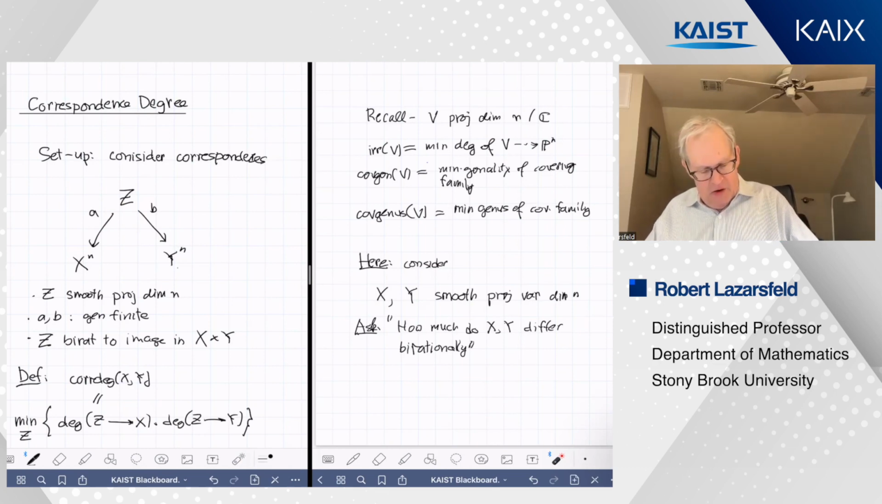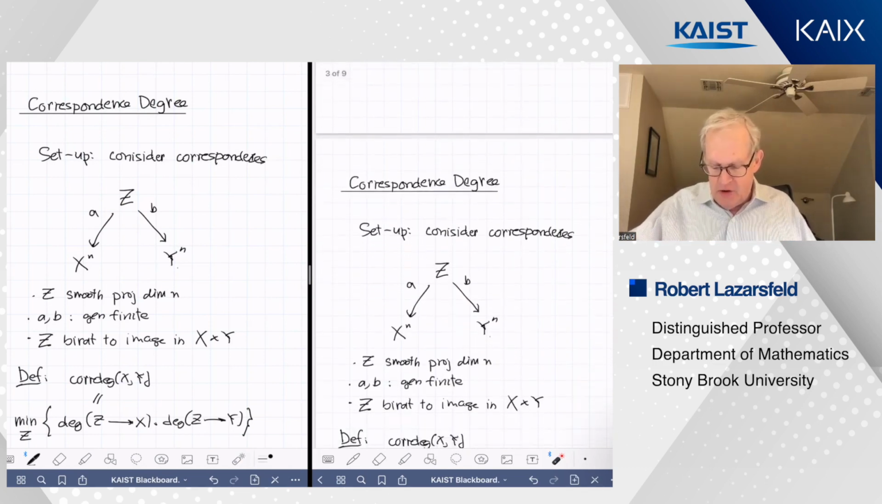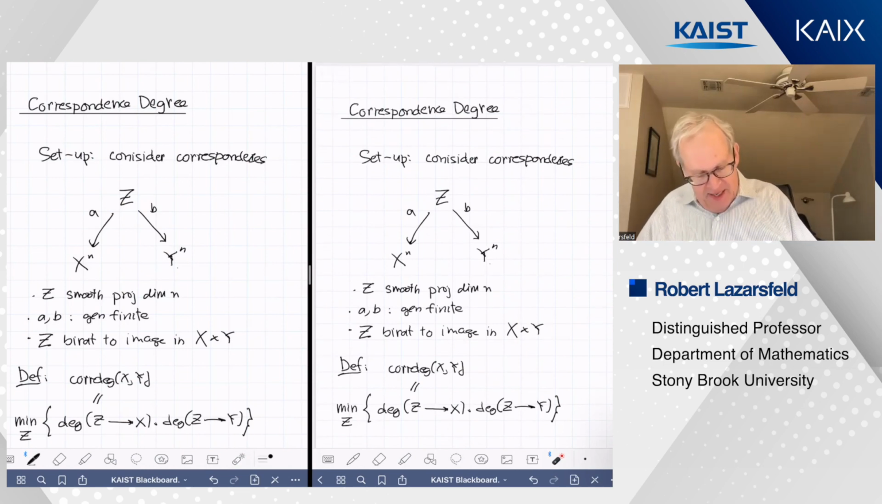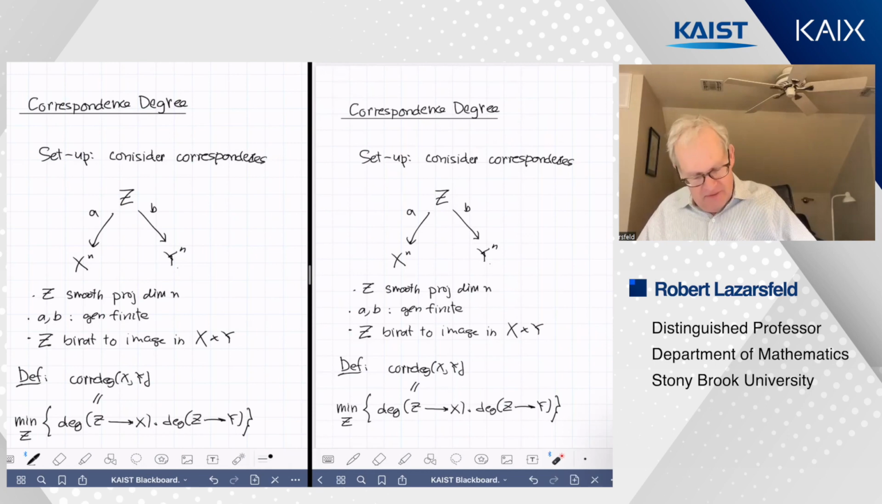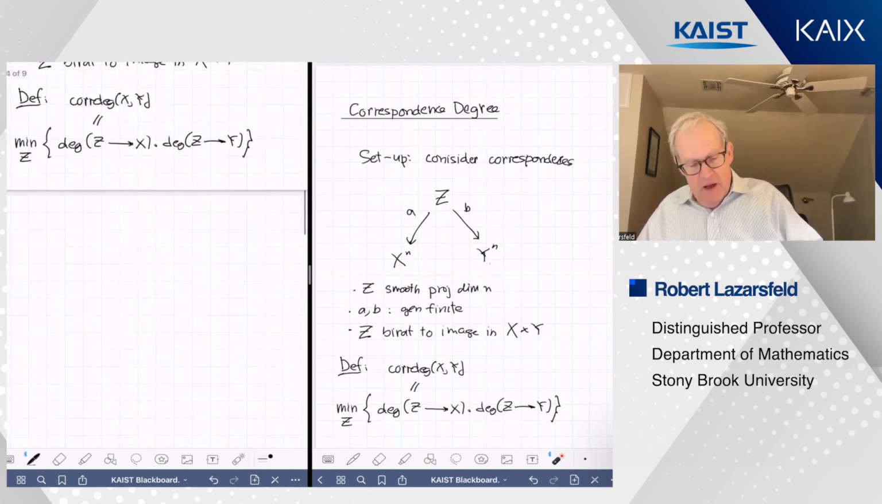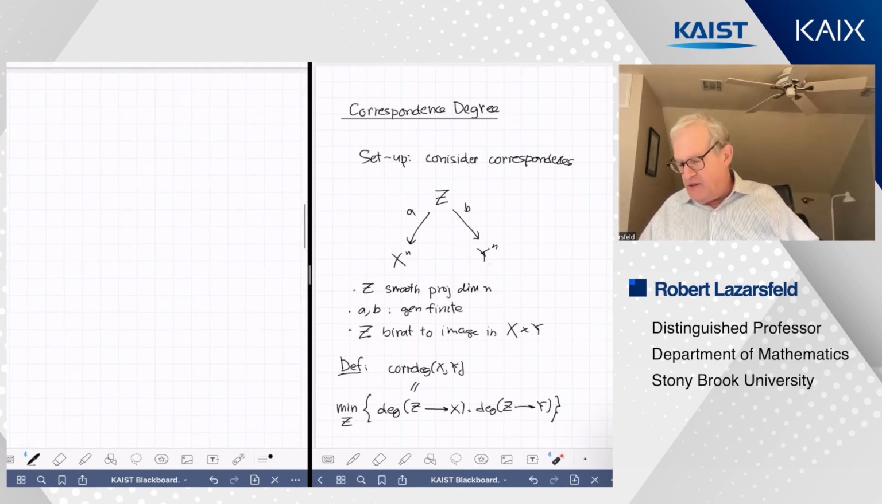Okay, so I look at all correspondences Z. I look at the degree of the map from Z to X, the map from Z to Y. I take the product of their degrees, and that's the correspondence degree. And so this is the natural analog of the degree of irrationality of a variety. Okay, so what can we observe about this correspondence degree?